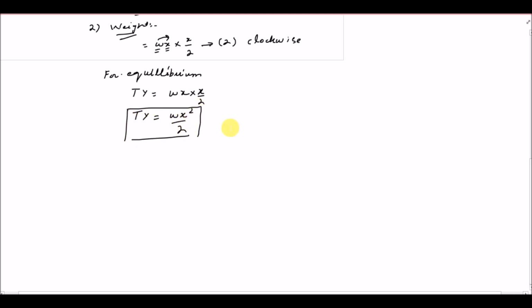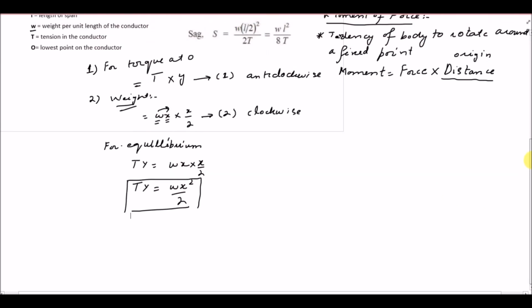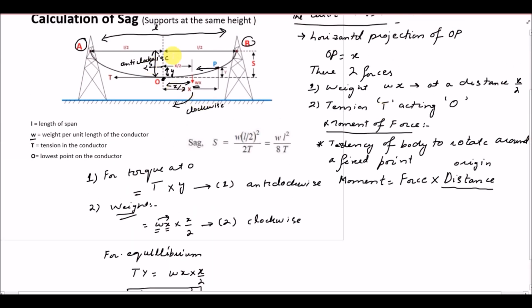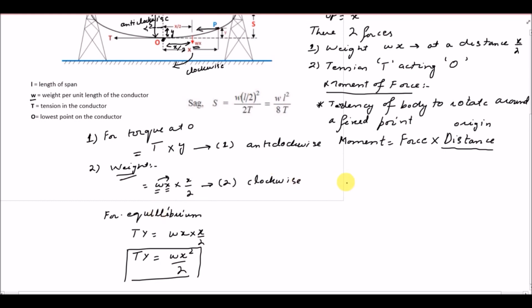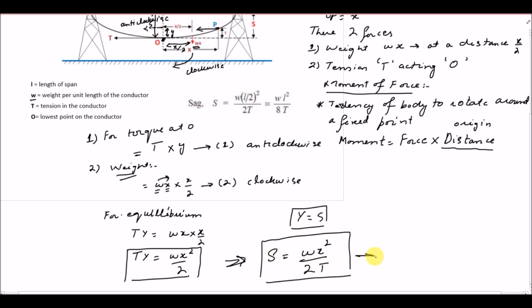Now, in the start of the derivation we wanted to calculate the sag, right? And sag is the vertical distance which is denoted by y. So we can say that y is equal to sag. If y is equal to sag, this formula will become S is equal to Wx square over 2T. So this is the generic formula for all the cases of the transmission line where we have to calculate the sag.